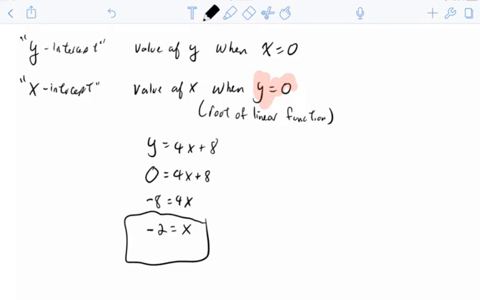The reason for all these different names when it comes to linear polynomials is that they all have applications in graphing. What we mean by x-intercept, what we mean by y-intercept, what we mean by slope, they all make a lot more sense when you can see a graph.